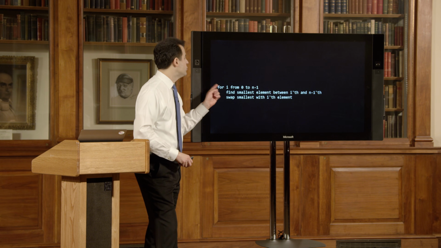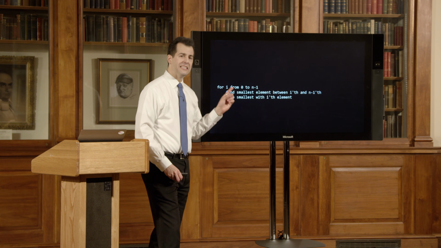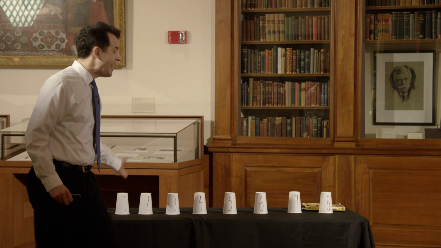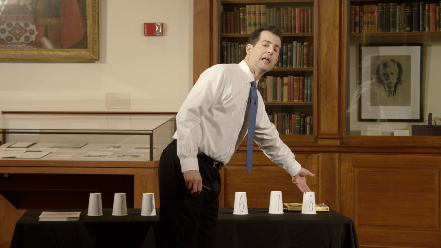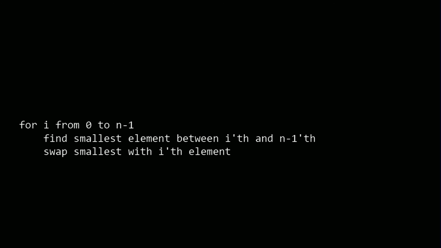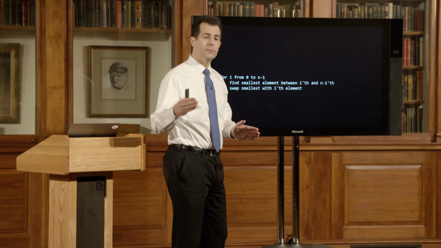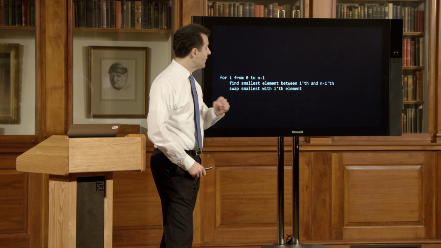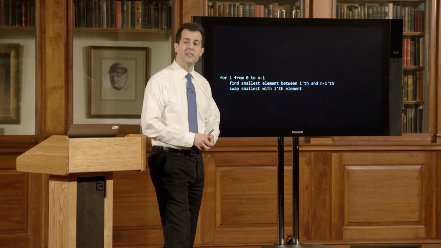Let me propose that we do for i from 0 to n minus 1, where again n is the number of cups, and 0 is by convention my first cup, and n minus 1, therefore, is my last. And what I then want to do is find the smallest element between the ith element and the n minus 1. That is, find the smallest element between wherever you've begun and that last element, n minus 1. And then when you've found that smallest element, you swap it with the ith element.